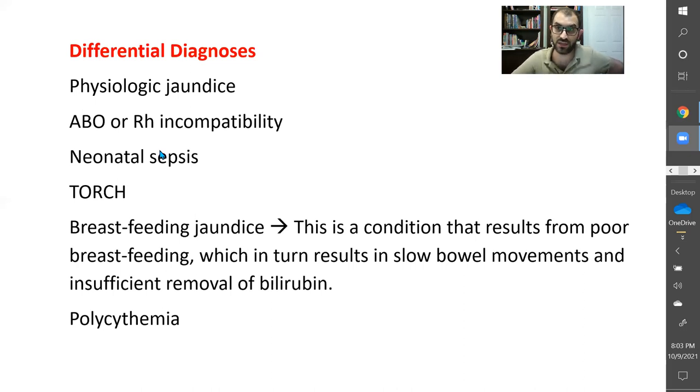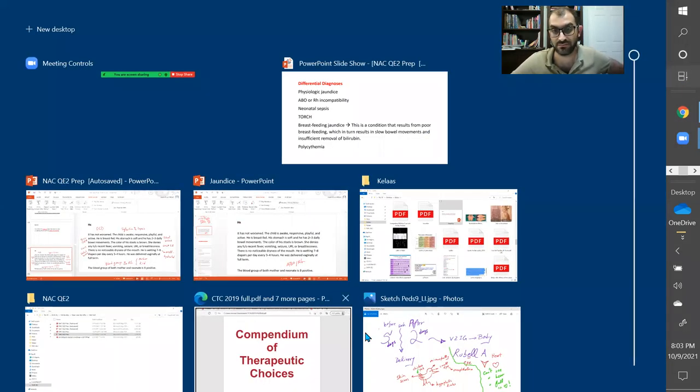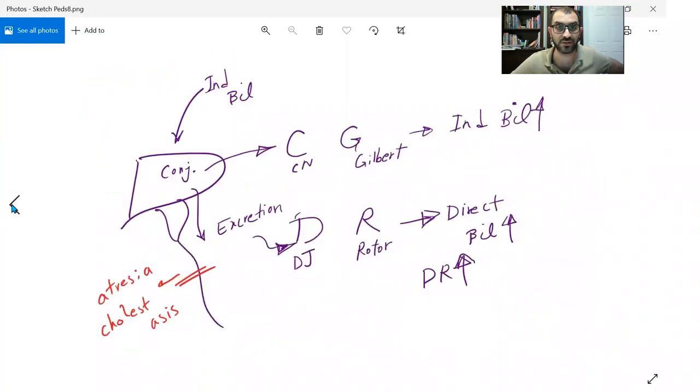Breastfeeding jaundice and breast milk jaundice. They love to torture you with that. Let's get over it for the first and last time. Not for the first time, but at least for the last time.